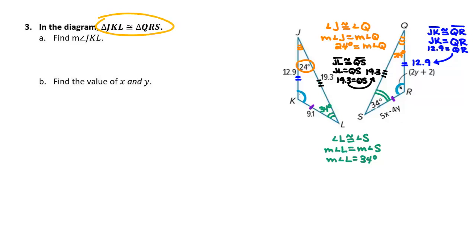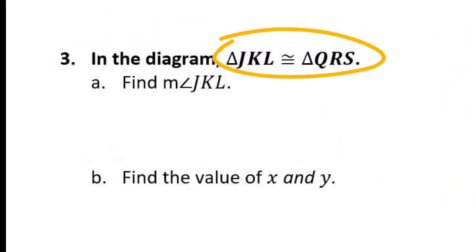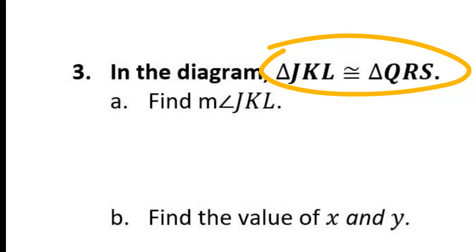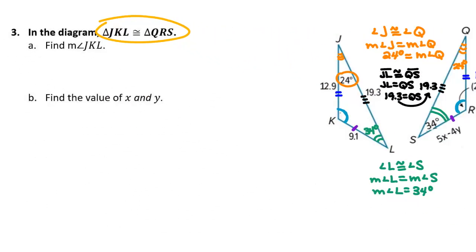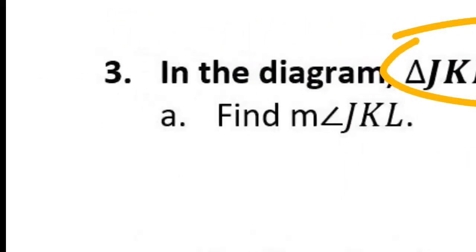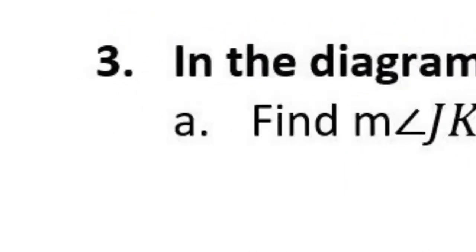What's the first thing they ask me to find in this problem? Part A, what do they want me to find? The measurement of angle JKL. So JKL, down to K and over to L. So they are asking me to find this angle right here. We know that angle K is congruent to what? Angle R. Do we have an actual number of degrees for angle R? No. Then I'm not going to be able to use that to help me figure out JKL.